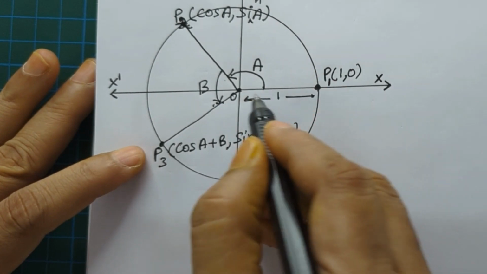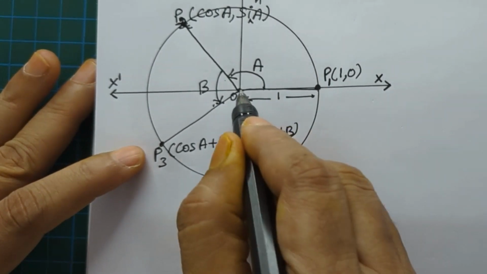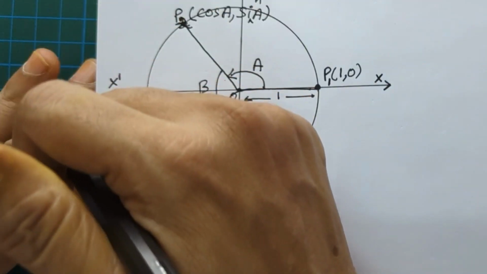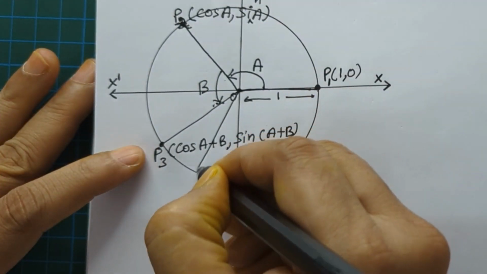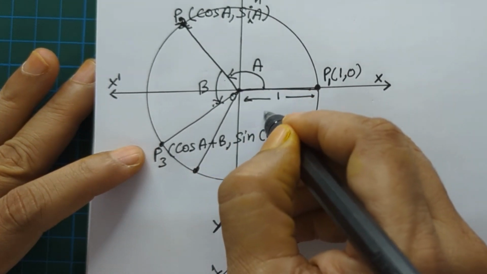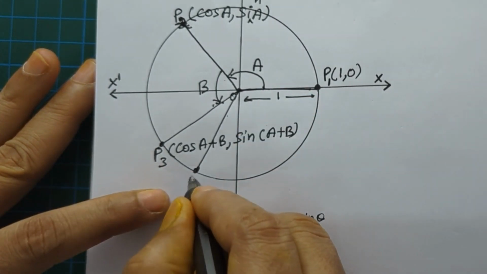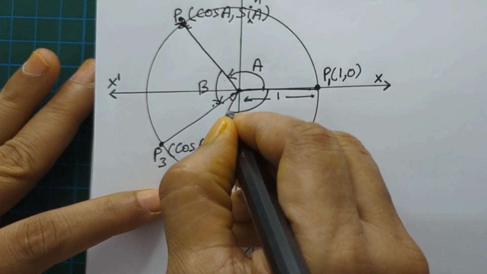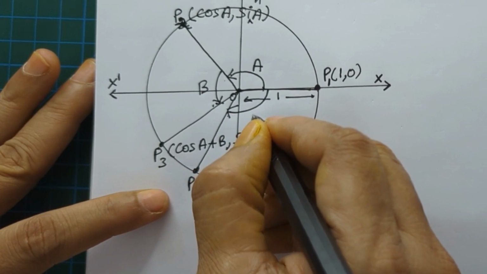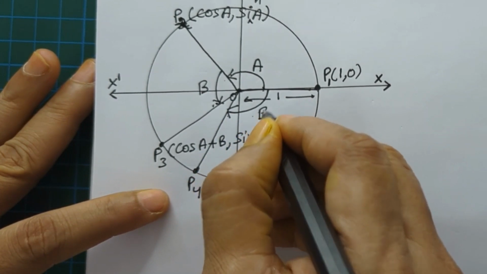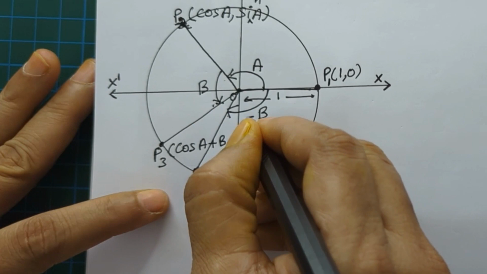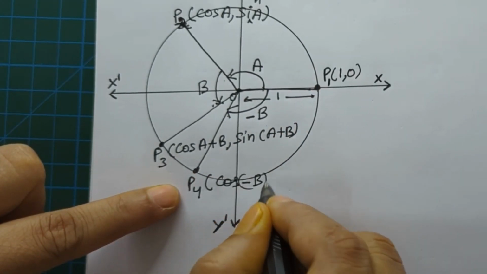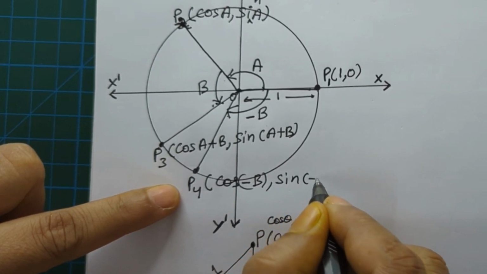Then this time, this is the initial ray. Before also this was the initial ray, but this time instead of rotating the terminal ray in anti-clockwise direction, let us have the ray rotated in clockwise direction to get a point P4. Now the rotation is in clockwise direction. So the angle covered is say B, but in clockwise direction angles are negative. Cos of negative B, comma sine of negative B.